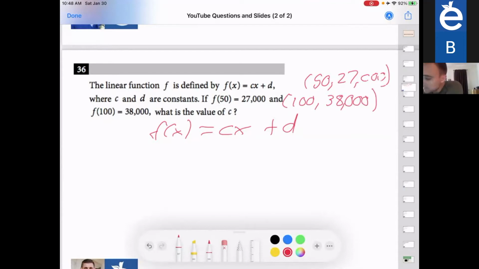So let's see what we can do with this equation and these points. Let's take the first one and plug it in. So they say f of x is equal to cx plus d. We'll plug in 27,000 over here for f of x.